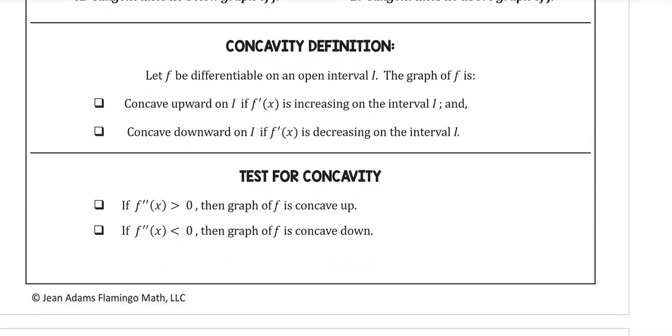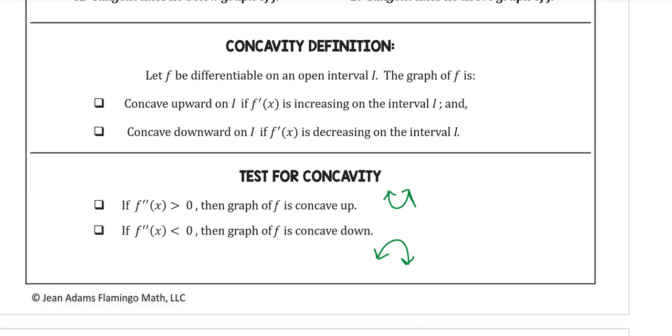Here's our formal definition of concavity. Let f be differentiable on an open interval I. The graph of f is concave upward on I if f prime is increasing on the interval, as we saw in the first picture. And f is concave downward on I if f prime is decreasing on the interval. Here's how we test for concavity. If f double prime is positive, then we're concave up, so we have this shape. If f double prime is less than 0, then the graph of f is concave down.